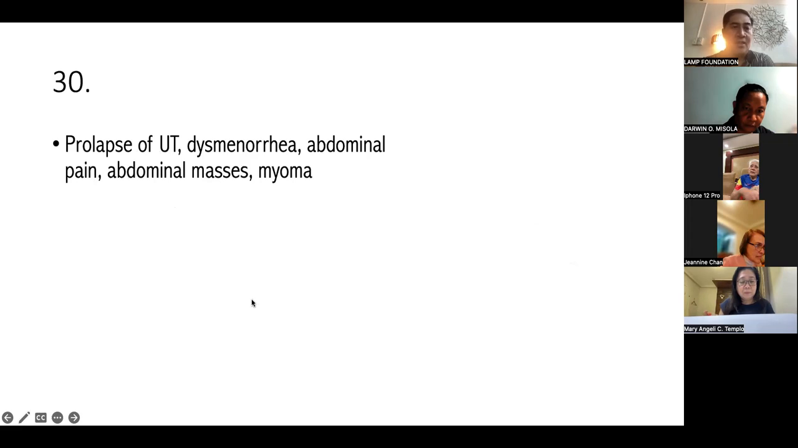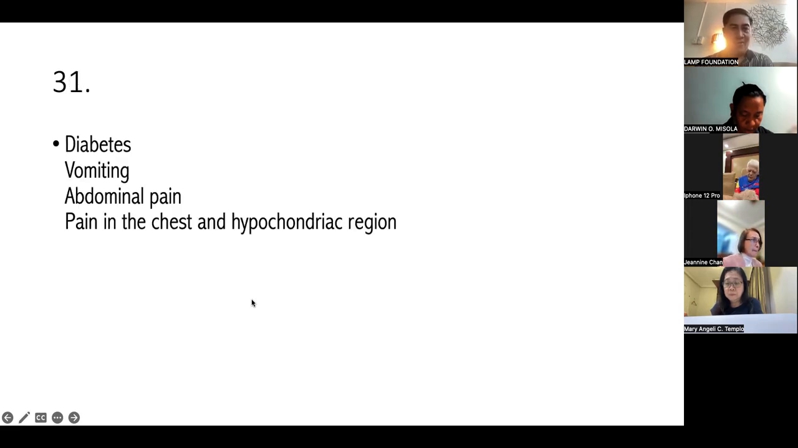And number 30. This is good. It starts with S, so papunta na ng Z. Prolapse of the uterus, dysmenorrhea, abdominal pain, abdominal masses, and myoma. Tito. Which means Tito's uterus is prolapsing. Yun yun. Thank you very much, Ma'am Janine. I hope you had fun. Thank you so much. Thank you, Doc.